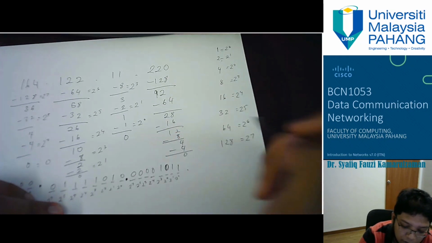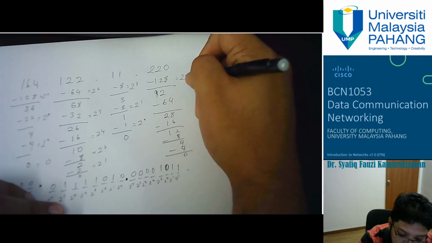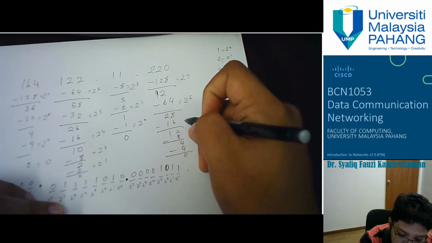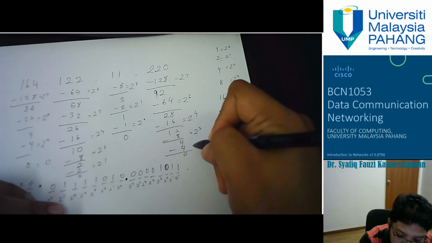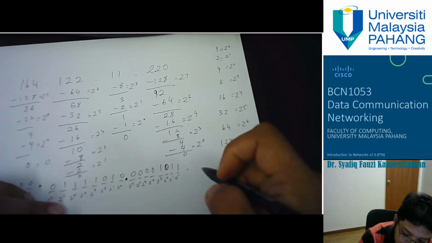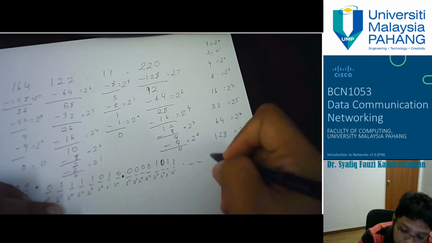Then you got 0. So this is 2 power of 7, 2 power of 6, 2 power of 4, 2 power of 3, 2 power of 2. Okay, so we draw all the boxes again.